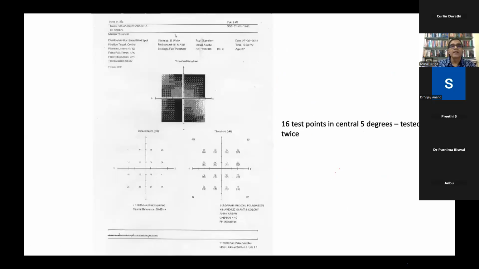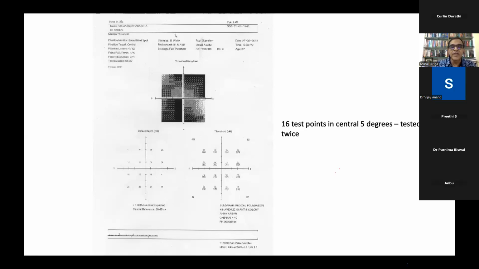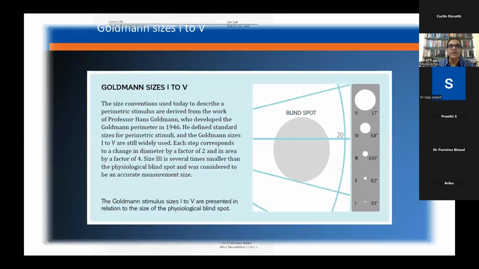The macula program tests the central 5 degrees with 16 points. Each of these points is tested twice. This is very useful, again, for advanced glaucomas looking for split fixation, and we can also use it for drug toxicity, looking at scotomas, optic neuritis and so on. So it is not usually done always. The 24-2 is enough. The 10-2 is for when the central field is involved. The macula program, again, you can use in specific areas where you want to look at the central 5 degrees of the visual field.